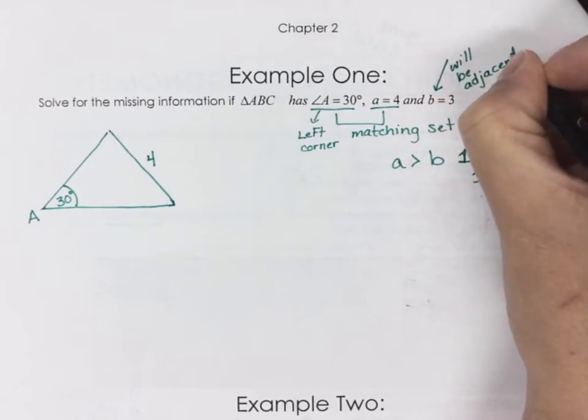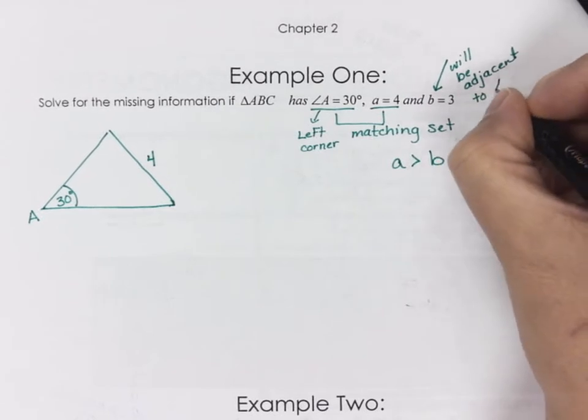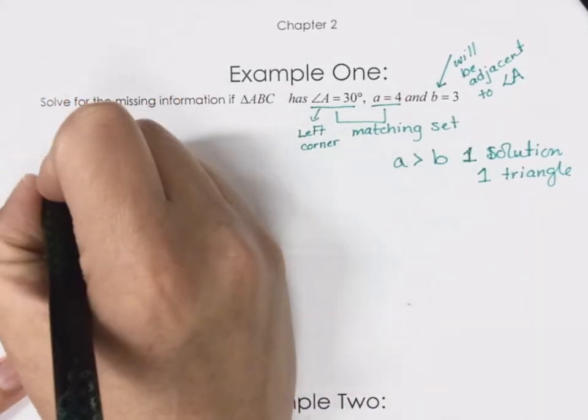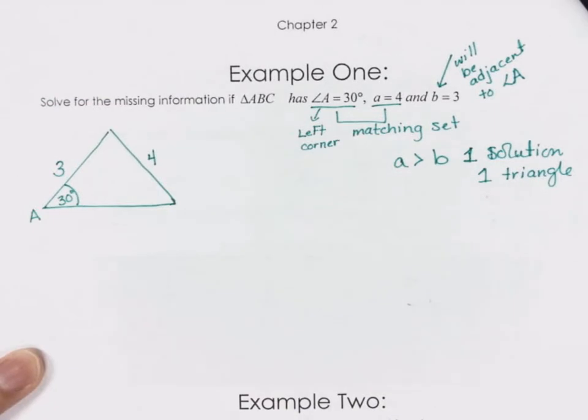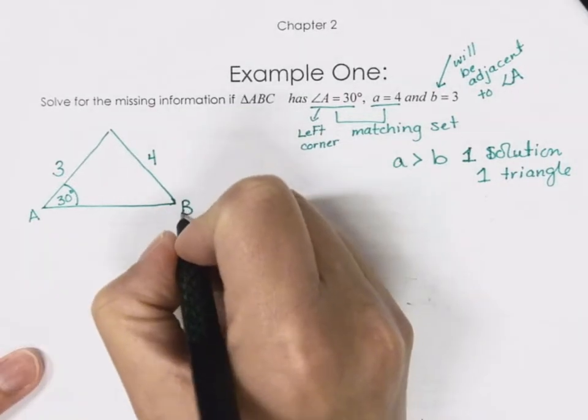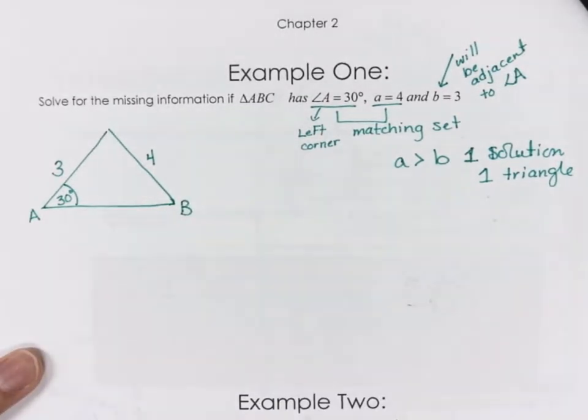Now, the other side, whatever this other side is, do you guys all remember what adjacent means? What does adjacent mean? Next to, beside, right next door. So whatever the other length is, the thing that's not part of the set, will be adjacent to the angle. And so it will be on the left-hand side of the angle. So it will be here. So this would be my 3. So where's my letter B? Bottom right. Does that make sense to everybody?